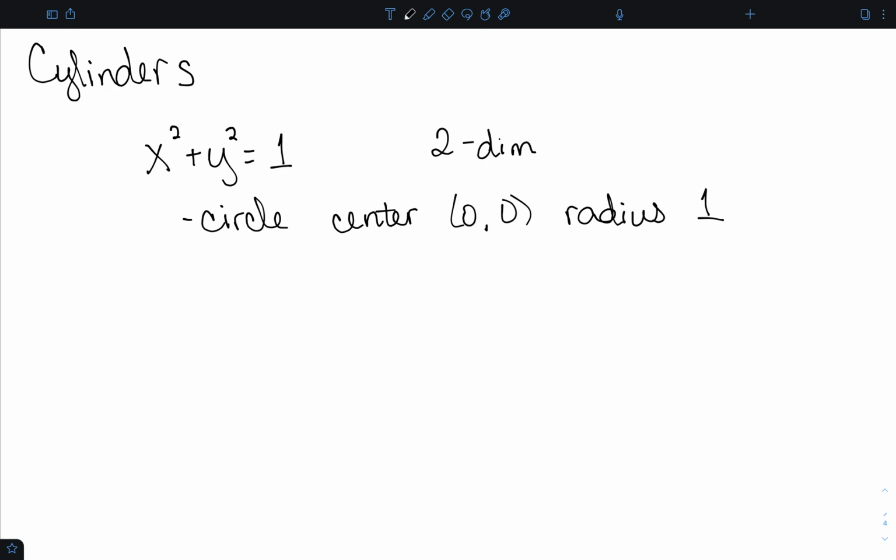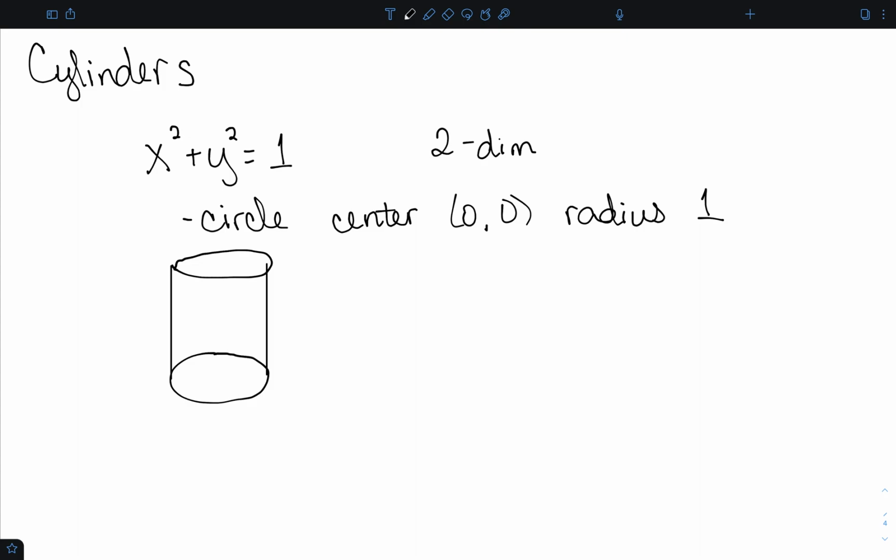But now the question is, what if I graph this in 3 dimensions? In 3 dimensions, we still expect to see the circle whenever we're on the xy plane. But z should be able to be any value we want it to be, so I should be able to go up and down as much as I want. And when we do that, we end up with this idea of a cylinder.